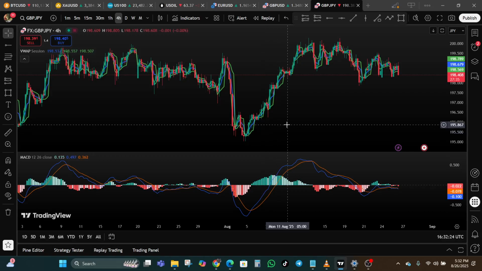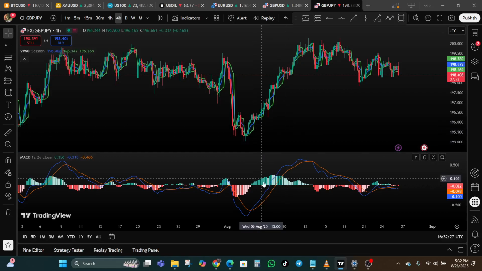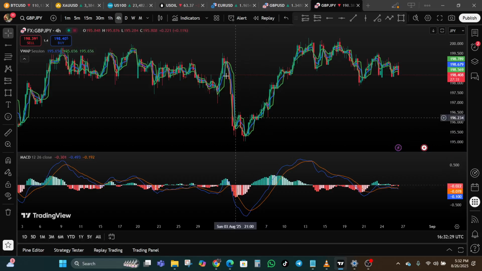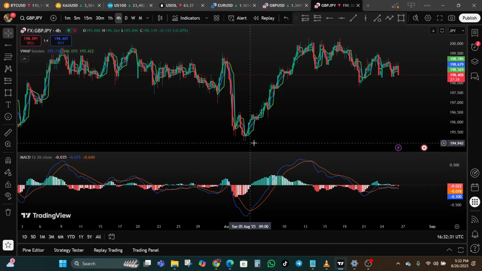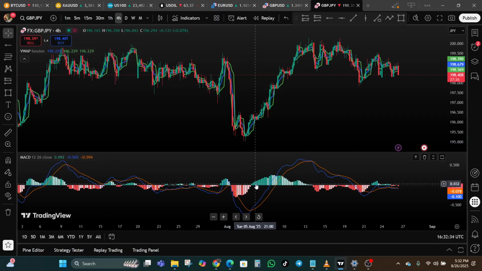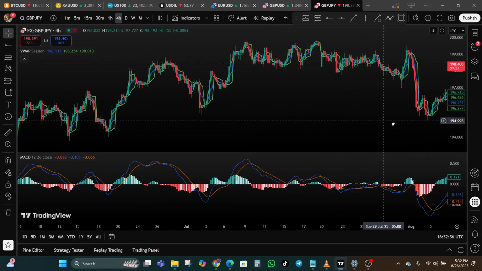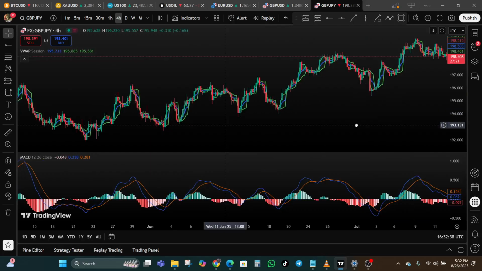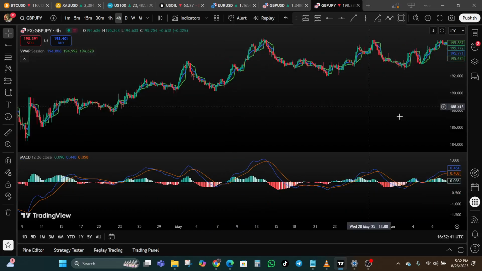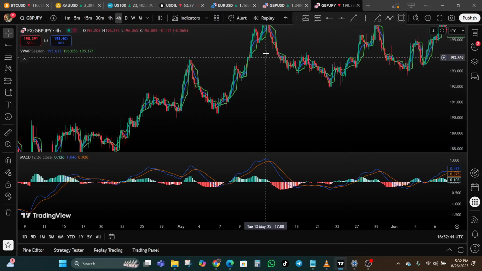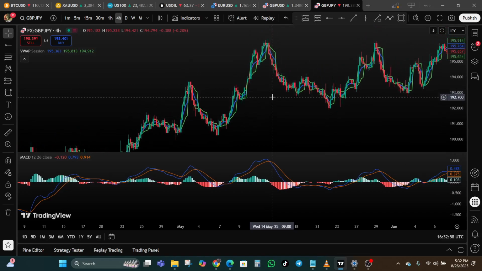On the flip side, if you see price trading below the VWAP and the MACD shows bearish momentum, let's look for such an example. Here we have price trading below the VWAP and the MACD line crosses below the signal line, with histogram bars in red and punching downward. It shows that there is bearish momentum in the market, indicating that sellers are dominating.